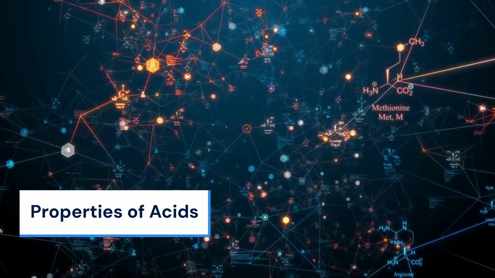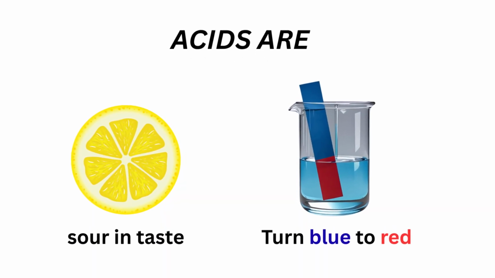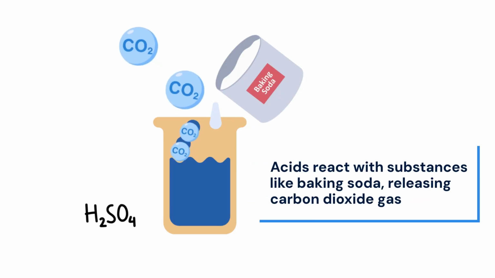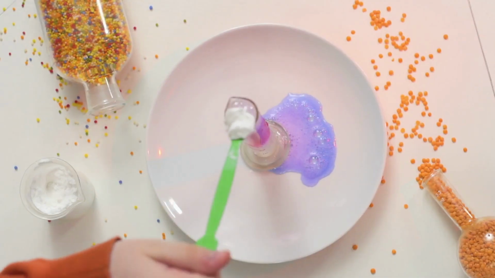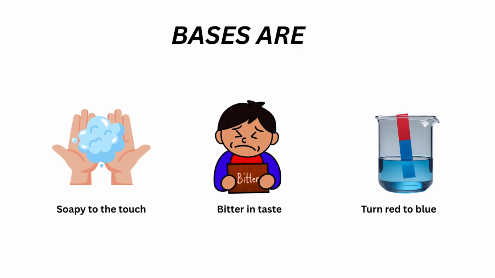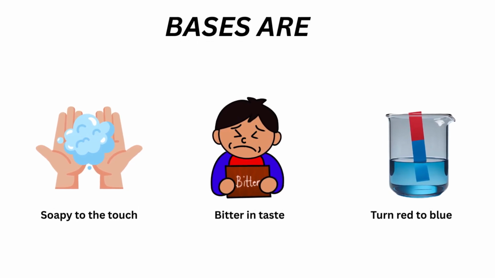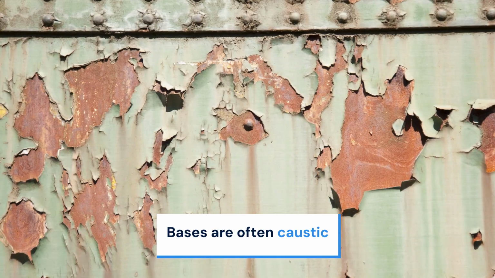Acids have certain characteristic properties. They usually taste sour, they turn blue litmus paper red, and they can react with metals such as zinc or magnesium to produce hydrogen gas. Acids also react with substances like baking soda, releasing carbon dioxide gas, which is why you see fizzing when vinegar is added to it. Bases, on the other hand, feel soapy to the touch, turn red litmus paper blue, and are often caustic, meaning they can burn or corrode materials.